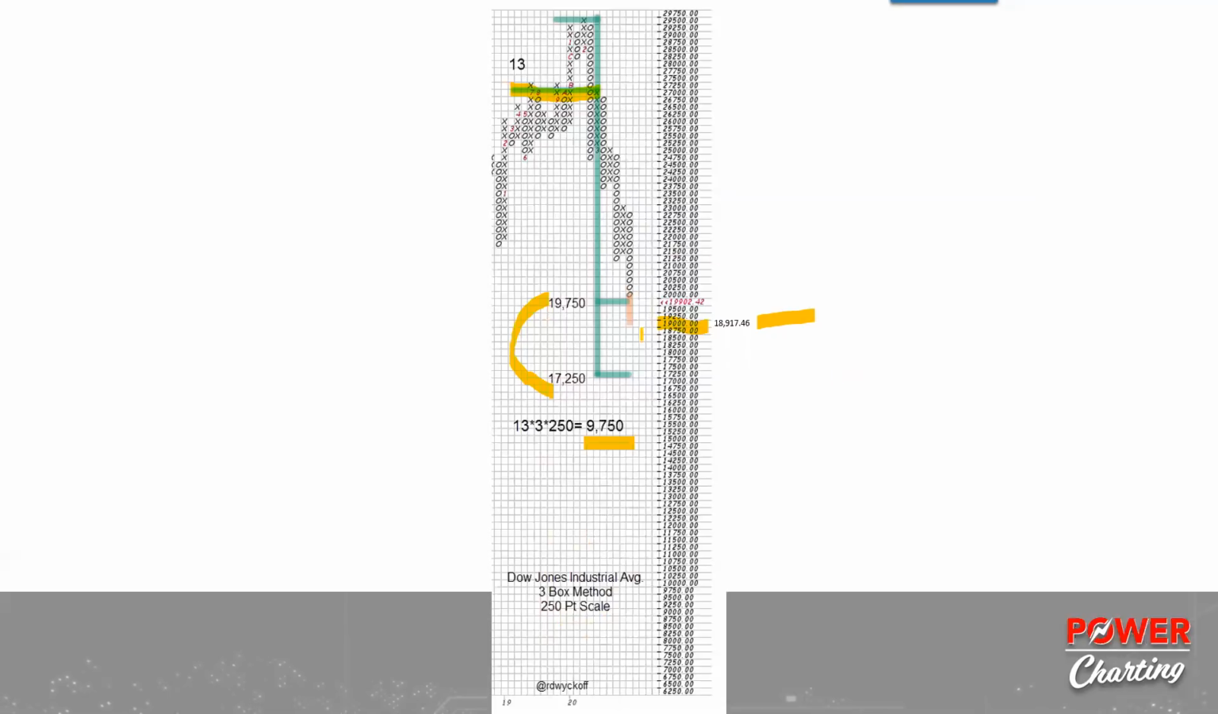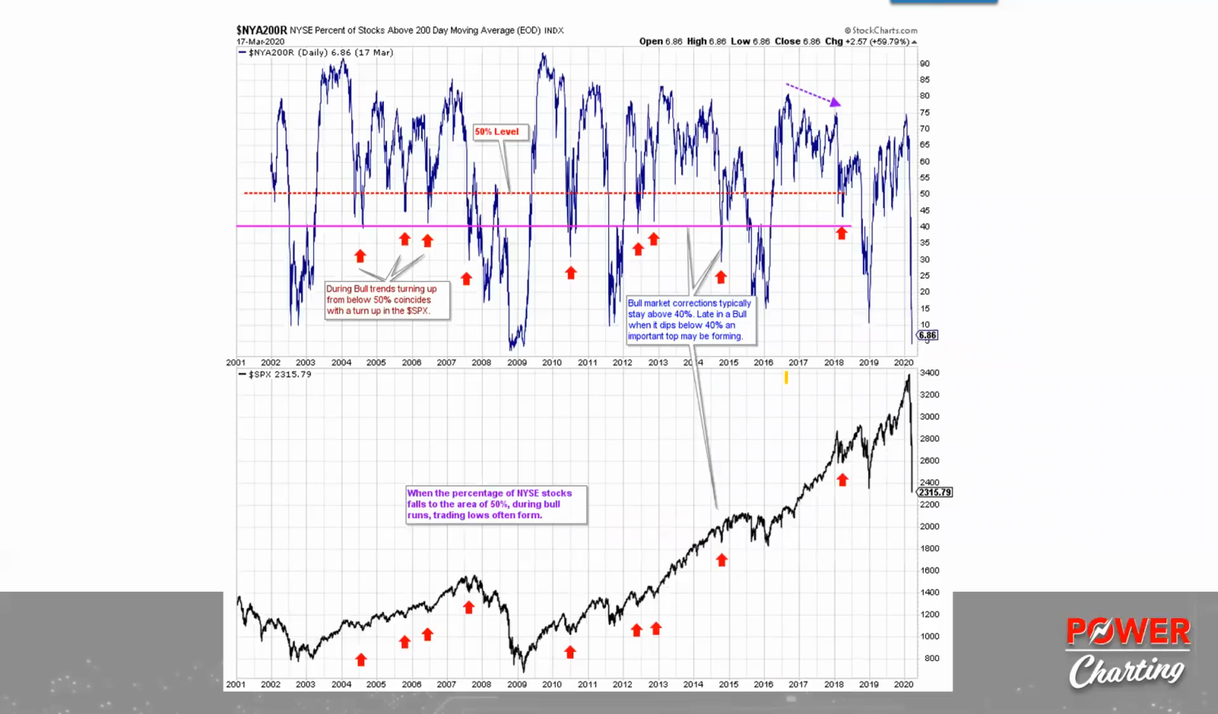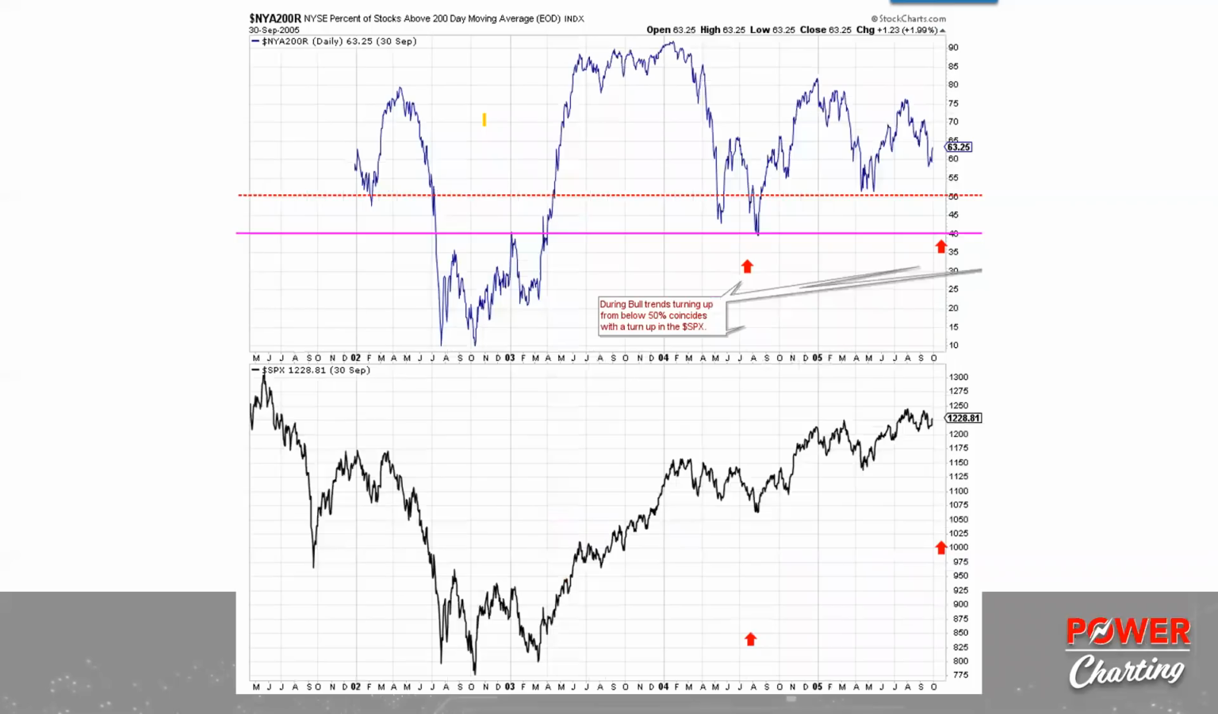So we are now in the count zone, but again, we need to start to see evidence of the market wanting to find support where we are. I want to talk about this because this is stocks above their 200-day. I'm going to wait though to do this till next week, because this is a great way to identify causes.